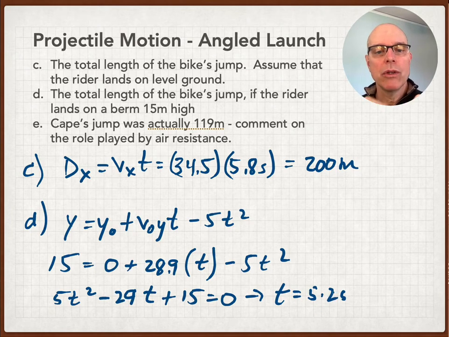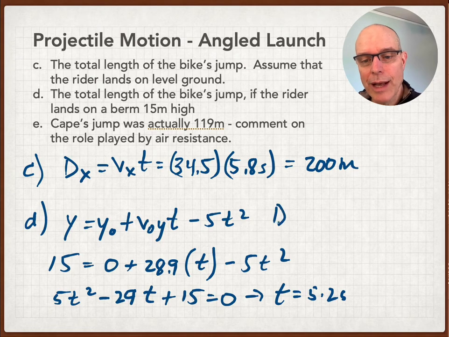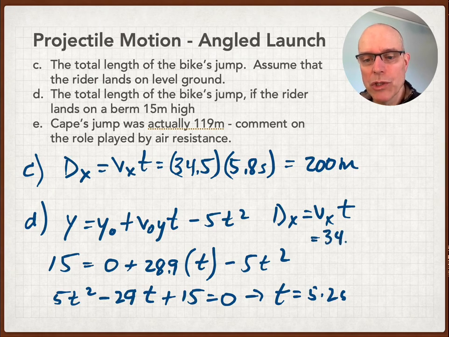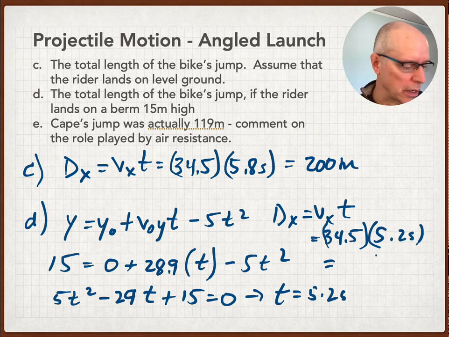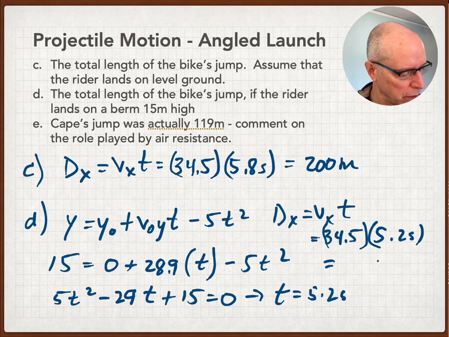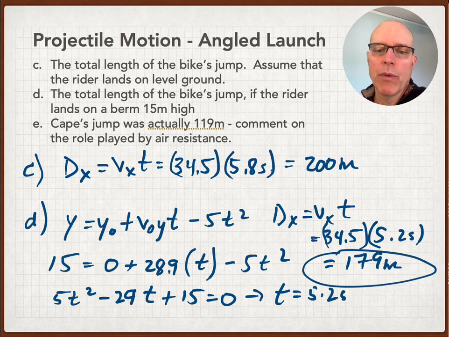And if they want to get the total length of his bike jump, all we need to do is just use the fact that, again, dx equals vx times t. He's always going to be moving 34.5 meters per second. And if he does it for 5.2 seconds, we get a fairly shorter, let's see, I got it figured out over here, something like what? Yeah, 179 meters. Okay, so that'd be his length when he was 15 meters high.